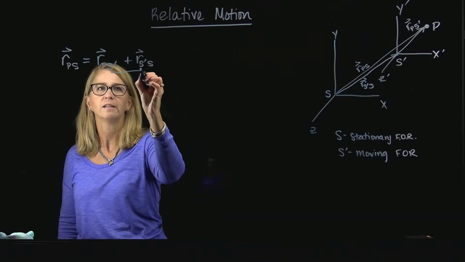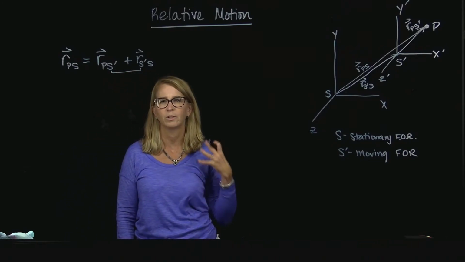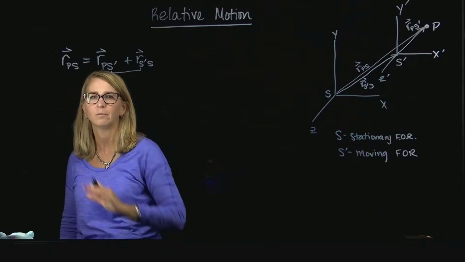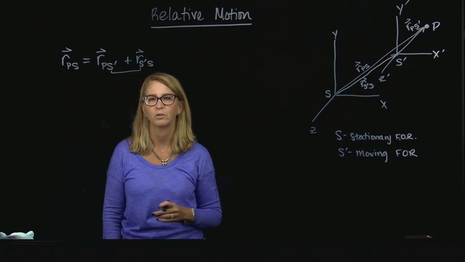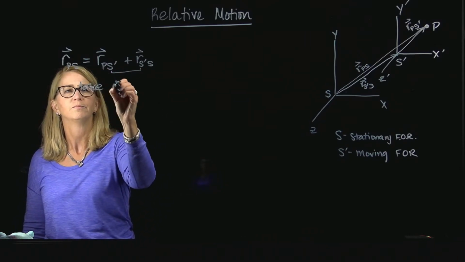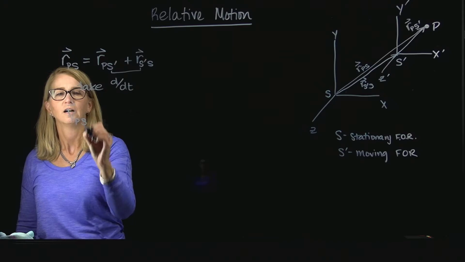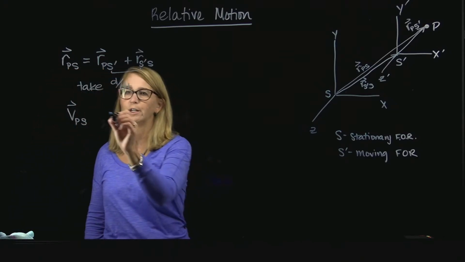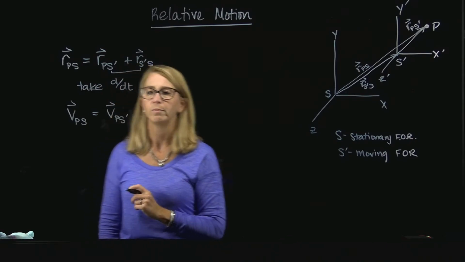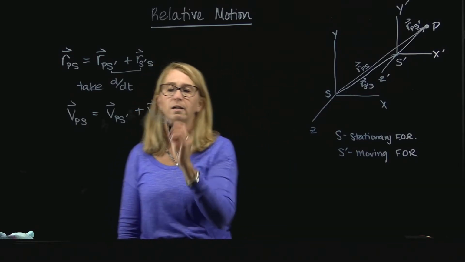Notice once again, I have those two S primes. In a sense, I can almost think of them, or at least this is what I like to do, as canceling out. And so when I add these two together, I end up with the position with respect to the stationary frame of reference. If I take the time derivative, I get then the velocity of point P measured in the stationary frame is equal to the velocity of point P measured in the moving frame plus the velocity of the moving frame itself.